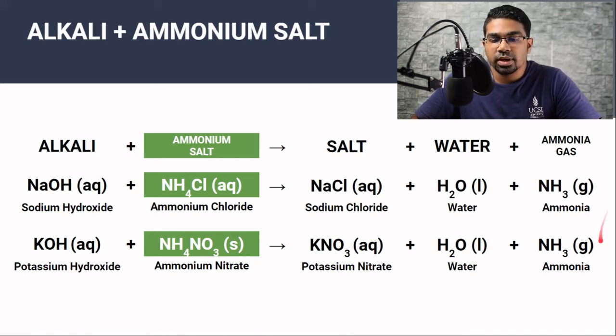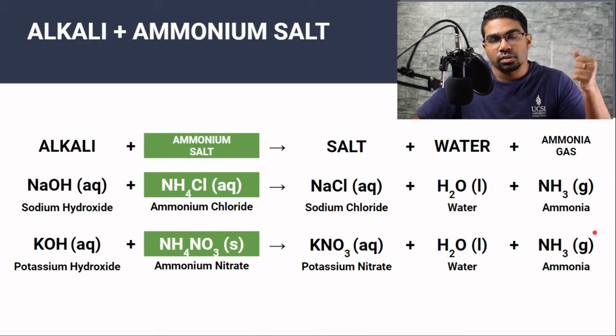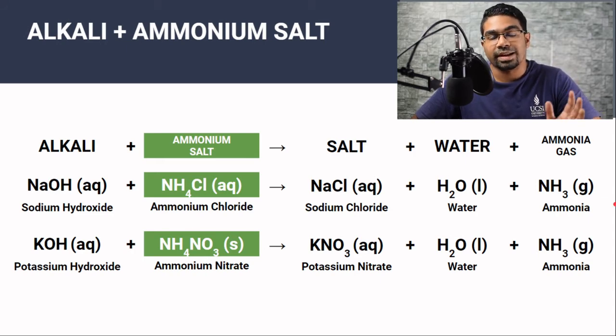Just a note here, ammonia gas is detected by using moist red litmus paper. When we place moist red litmus paper at the mouth of the test tube, then the moist red litmus paper will turn blue because ammonia gas is alkaline. Ammonia also has a characteristic pungent smell.